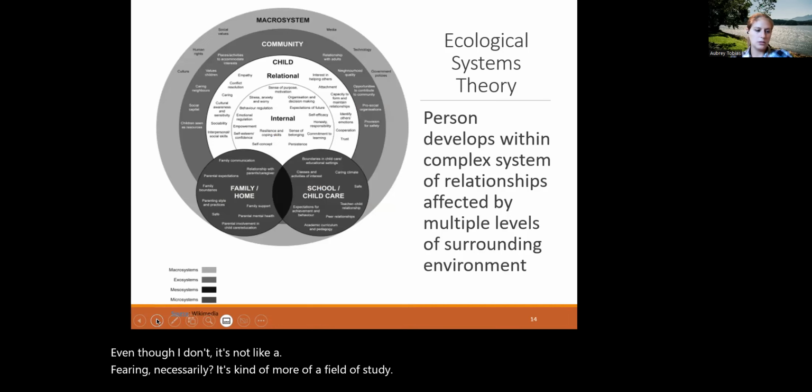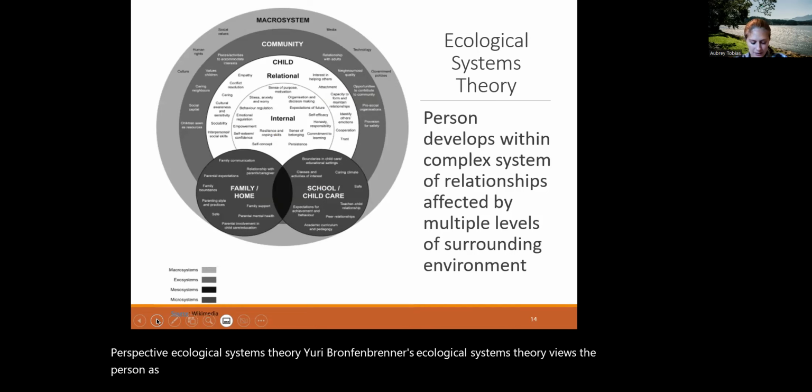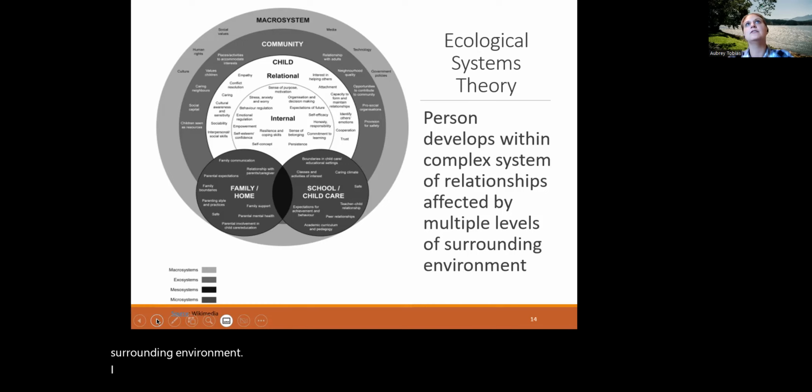Getting into the more contextual perspective, ecological systems theory. Urie Bronfenbrenner's ecological systems theory views the person as developing within a complex system of relationships affected by multiple levels of the surrounding environment. So this perspective puts a heavy emphasis on environment, with many layers of the environment simultaneously influencing our development.